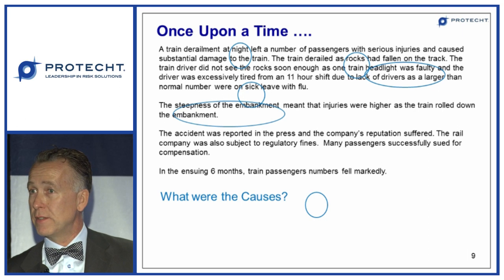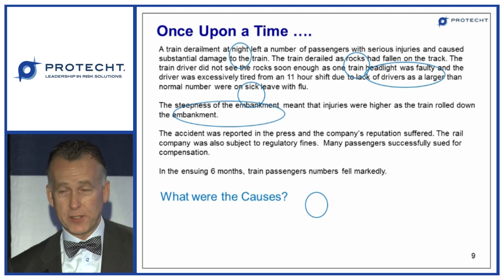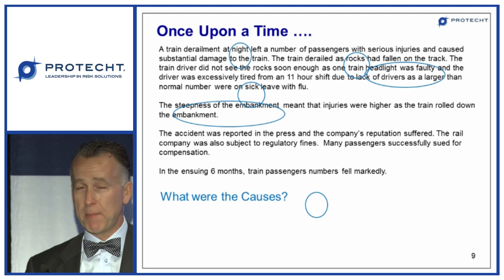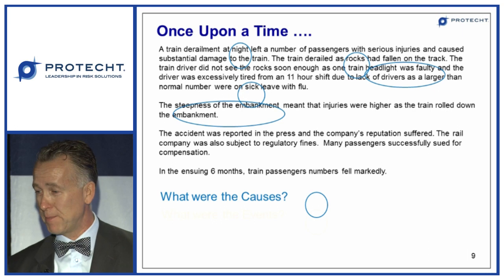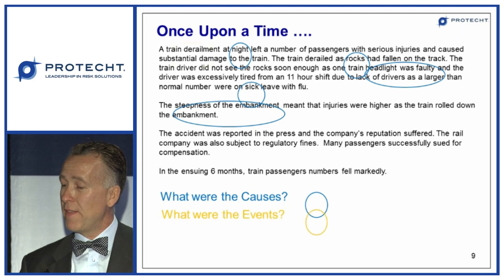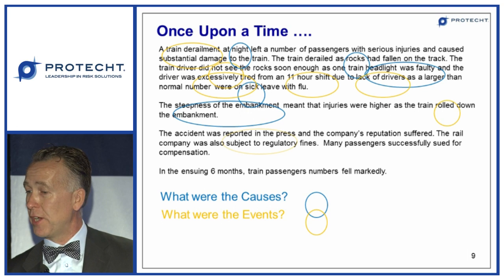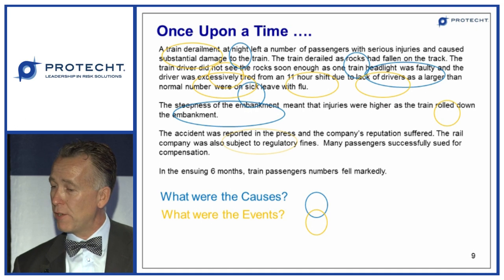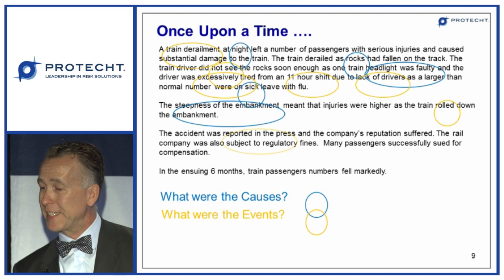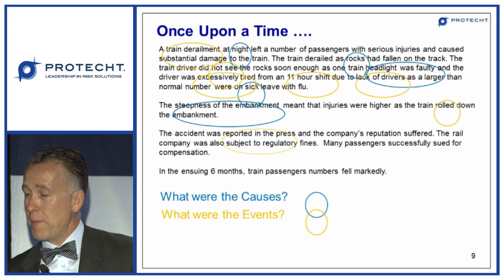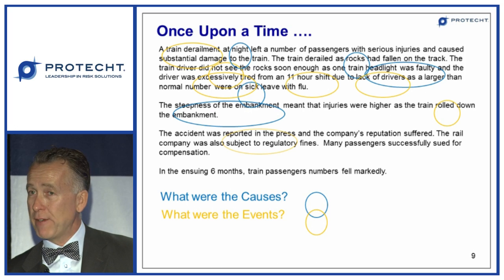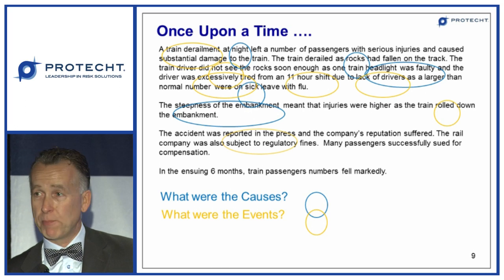We often call those lining up the holes in the Swiss cheese. And if you have no idea what I'm talking about, I have a picture of a Swiss cheese later to put it into perspective. The second one is the risk events. These are the interim things that then happen once the causes have occurred. I would put to you that's the train derailment, the driver not seeing the rocks, the driver being excessively tired, having to do an 11-hour shift, a lack of drivers, the train rolling down the embankment, and finally the story being reported in the press.